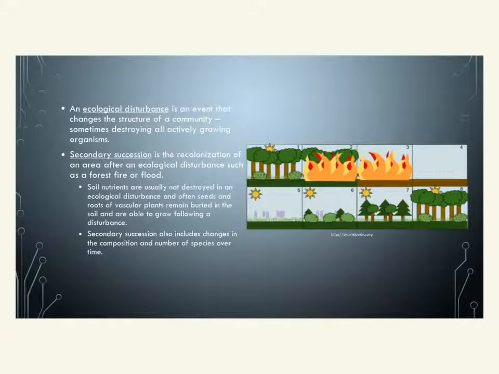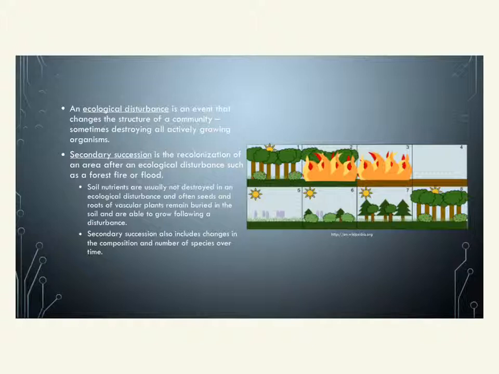Okay, so that was primary succession. Secondary succession happens when we've got an ecological disturbance. That's basically something that's going to wipe out an entire ecosystem. A good example would be a forest fire or something like that, a natural disaster that's going to really change the ecosystem. So secondary succession is recovering from an ecological disturbance.